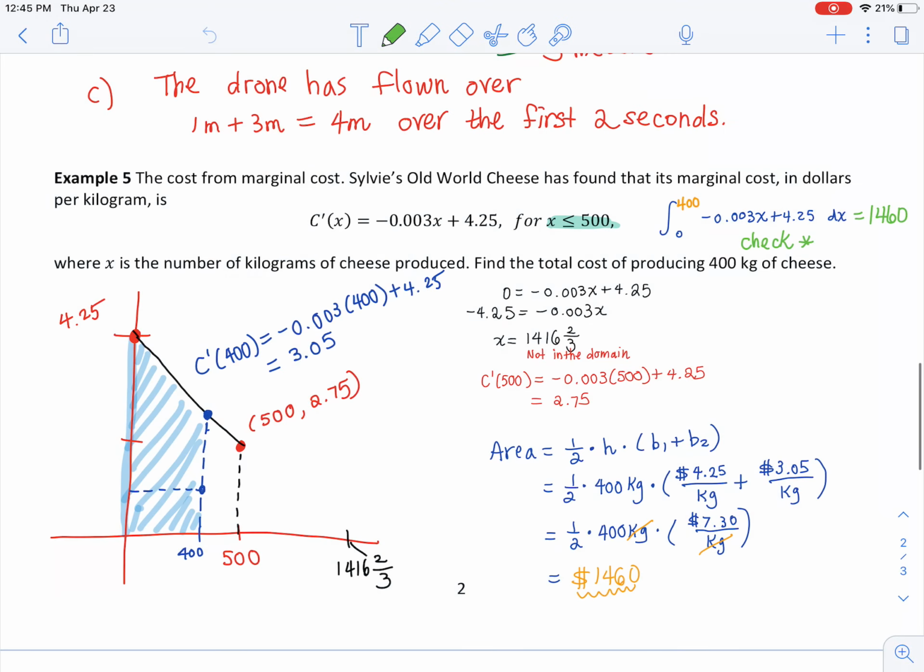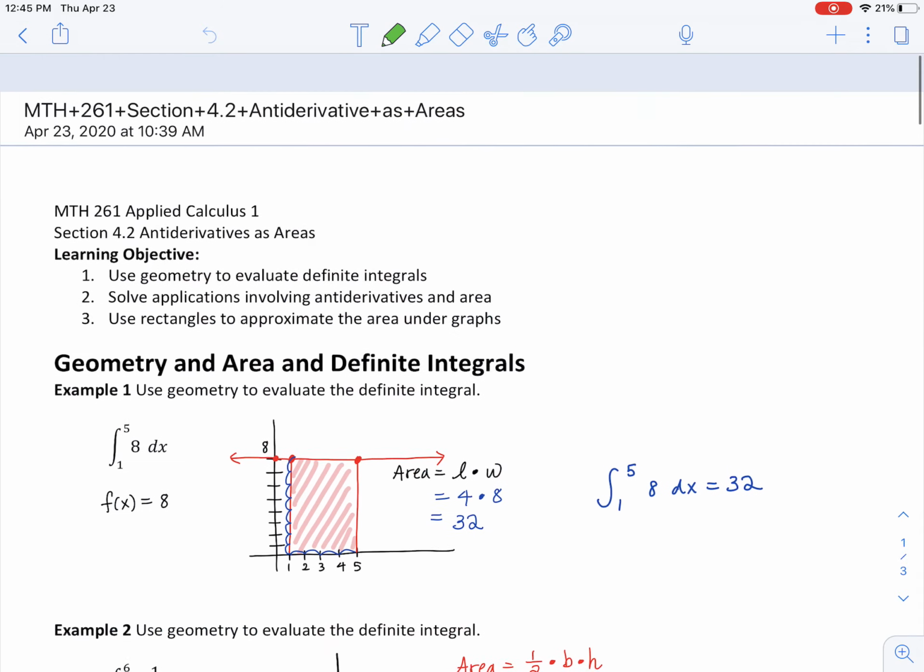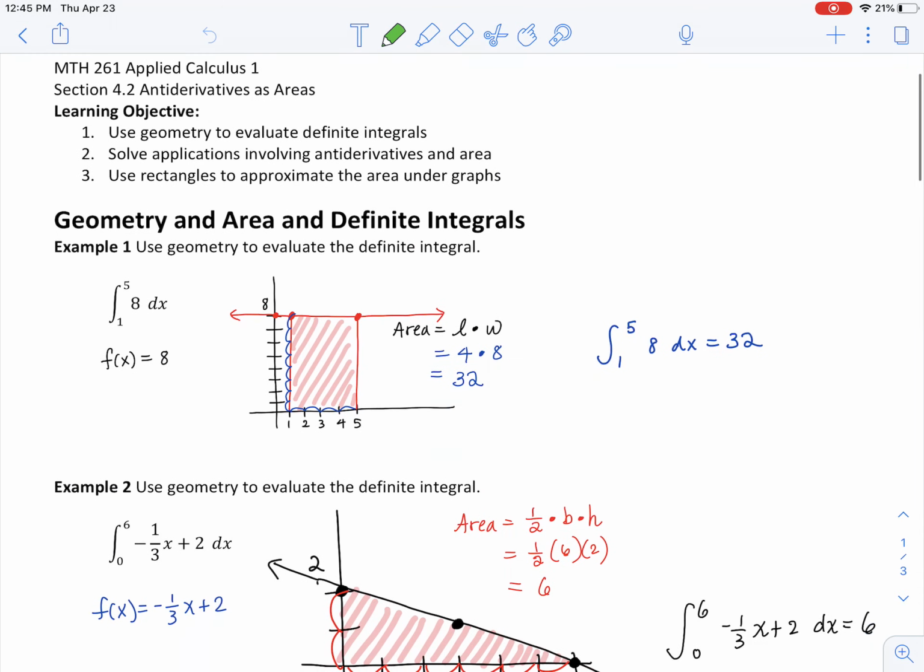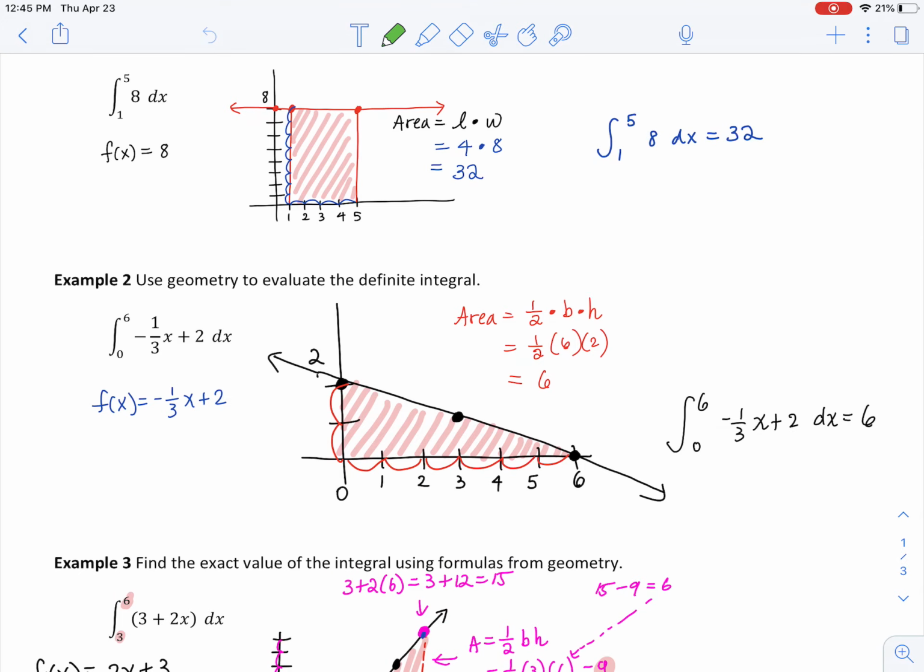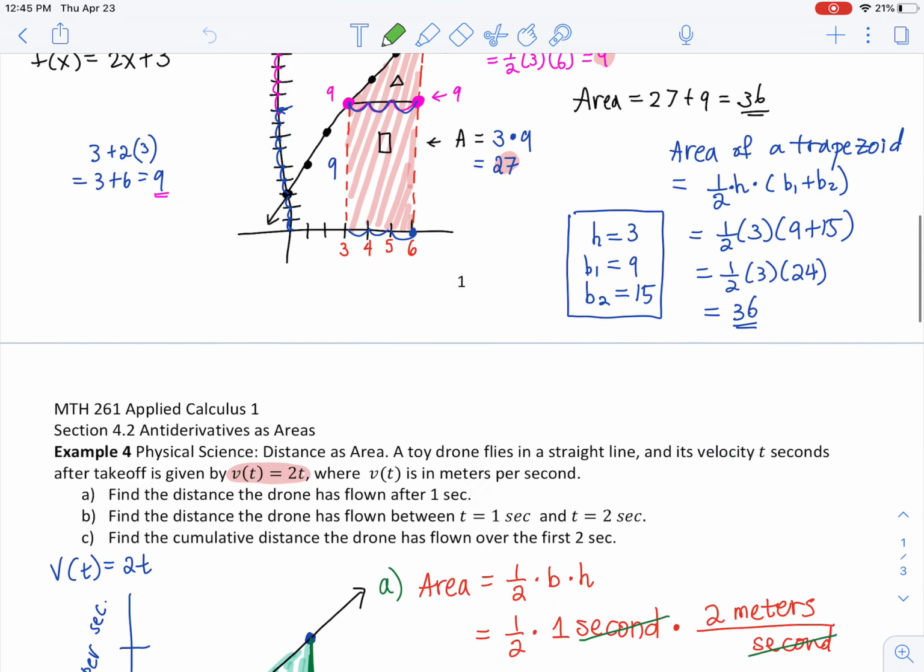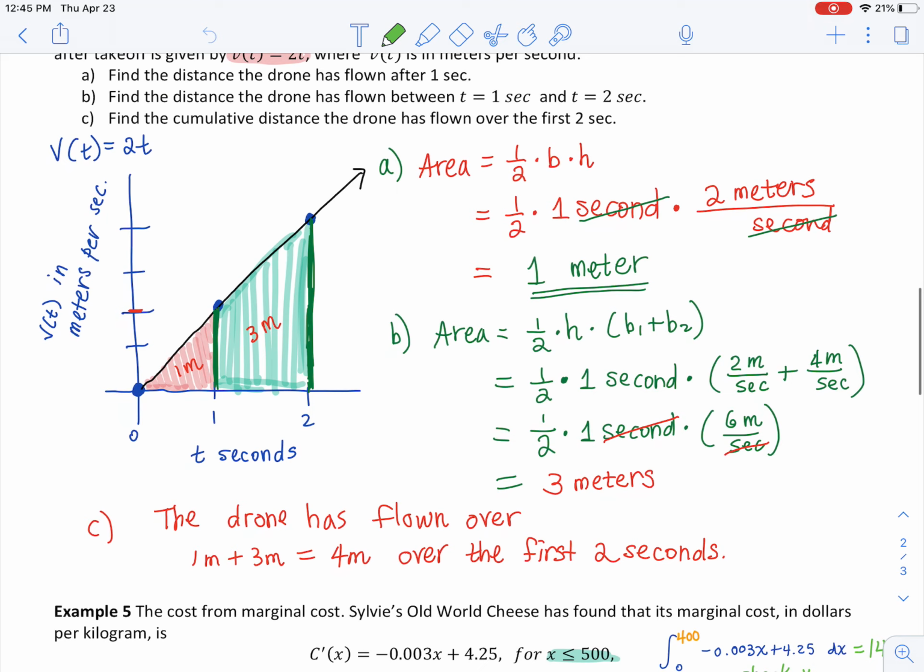In this video, we will go over the second part of section 4.2, antiderivatives as area, and we're going to look at something called Riemann sums. Remember the ones that we went over in part 1? Let me go back to that one real quick.